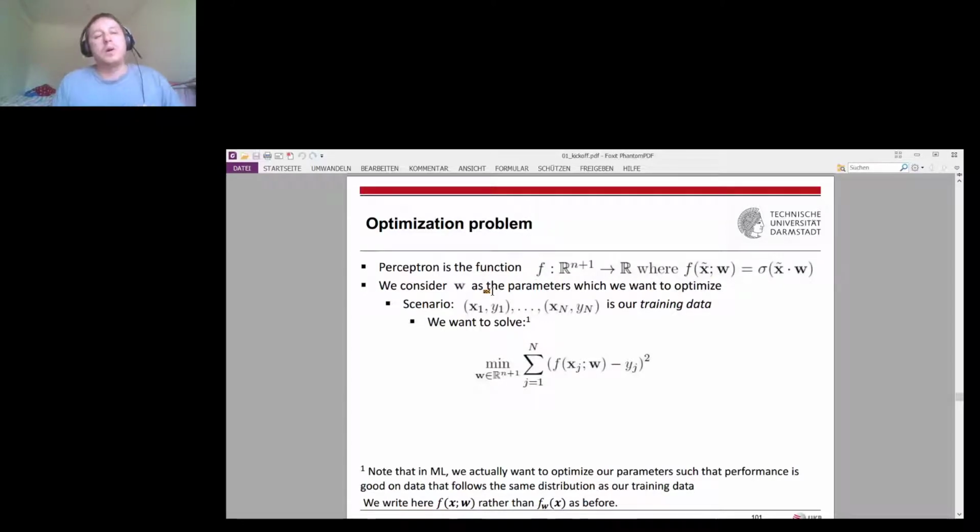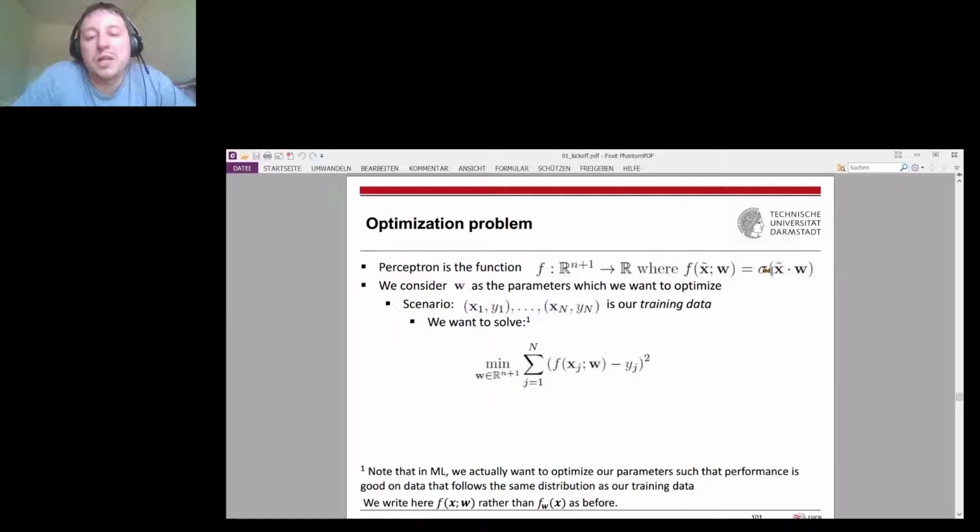Good. Now that we have defined our neural network, the perceptron, we can call it a function from R^(n+1) to R that has a specific form: it has a linear part x times w, and then it has a nonlinearity on top of that. So this is our mathematical model. And now we consider the w as the parameters which we want to optimize. That's what I already said. And what do we have in practice?